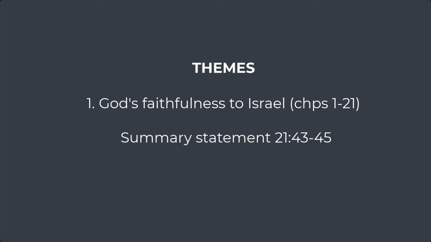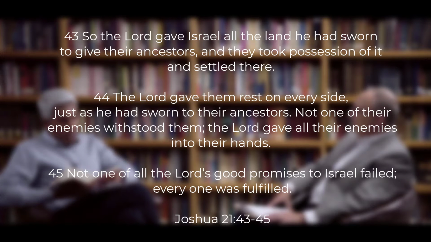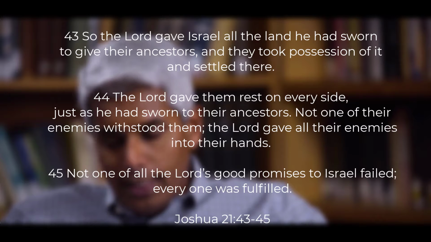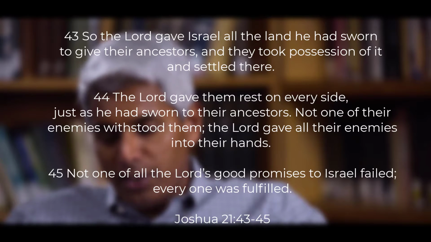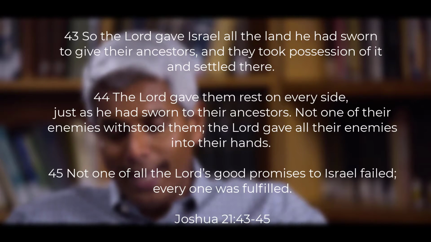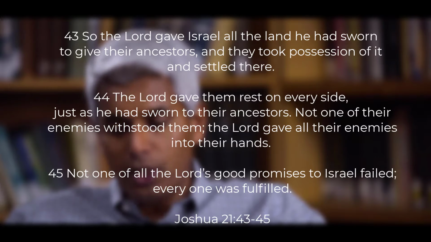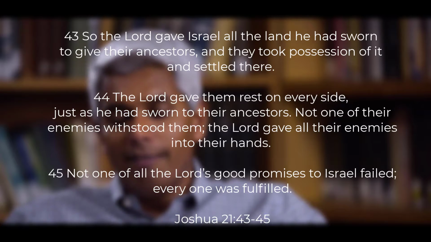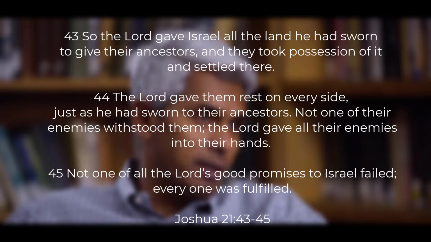This is 21:43 to 45. So the Lord gave Israel all the land he had sworn to give to their ancestors, and they took possession of it and settled there. The Lord gave them rest on every side, just as he had sworn to their ancestors. Not one of their enemies withstood them. The Lord gave all their enemies into their hands. Not one of the Lord's good promises to the house of Israel failed. Every one was fulfilled. Great summary statement.